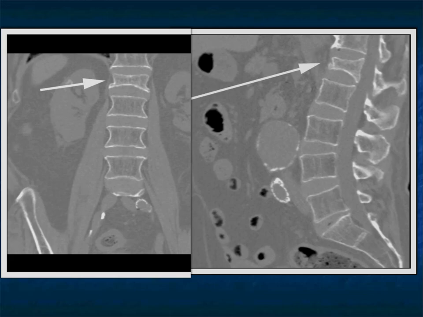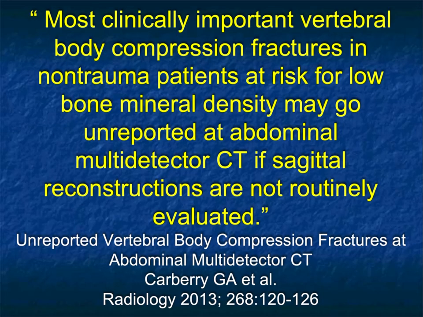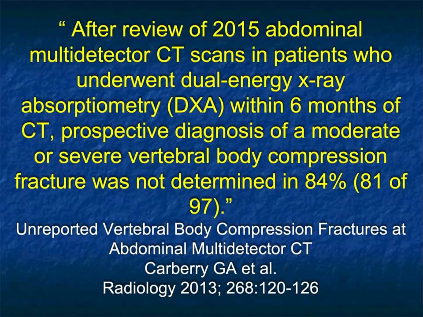Now, you may know that one of the vendors, I think it's AI Doc, got FDA approval for an app that simply looks at the spine, tells you if there's osteoporosis or not, and if there is any loss of height in vertebral bodies. And the reason that's a good app with AI is because people miss it all the time. This article by Cabray, most clinically important vertebral body compression fractures in non-trauma patients at risk for low bone mineral density may go unreported at abdominal CT if sagittal views are not routinely evaluated. That's a very good point.